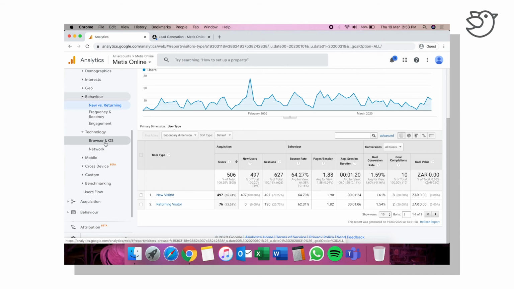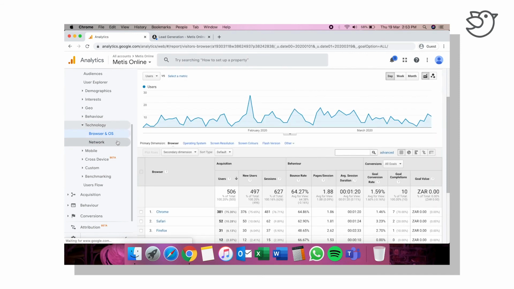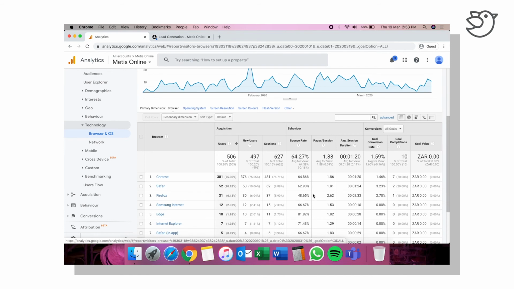Technology is something I don't utilize too often. However, where it could be useful for you is, let's say if you had to go to the browser OS side, maybe your website you found is not running nicely on Internet Explorer. So now you're trying to think to yourself, whoa, do I need to go through the extra expense of trying to fix this website to run on Internet Explorer?